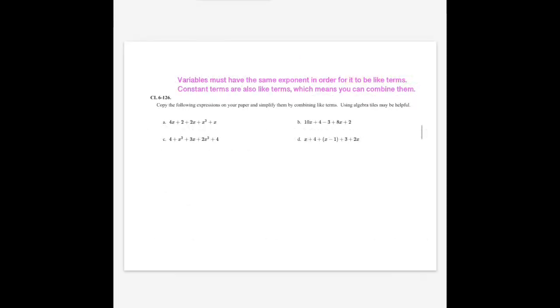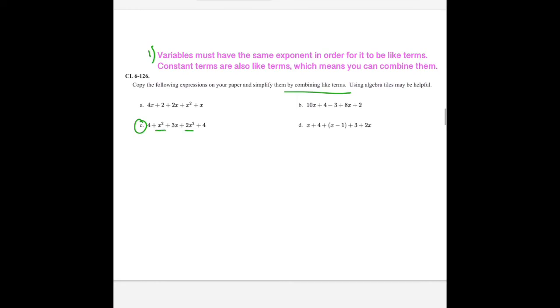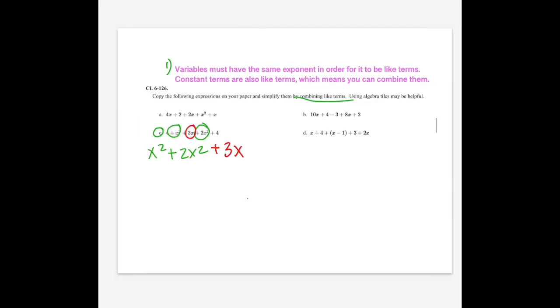All right, let's take a look at problem 6-126. Copy the following expressions onto your paper and then simplify by combining like terms. To start off, you want to take a good look at your variables. We have a couple x's in problem C. Even though they both have an x, they're actually not like terms because this one has an x squared and this one is just a regular x. So they're not alike, only the 2x squared and the x squared are like terms, and the 3x is alone, which is why I picked a different color for it. And then all my regular numbers will go together.